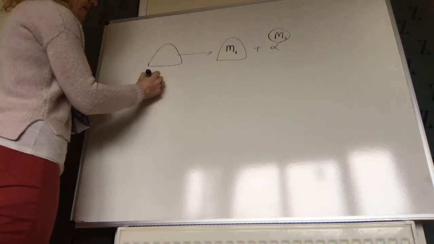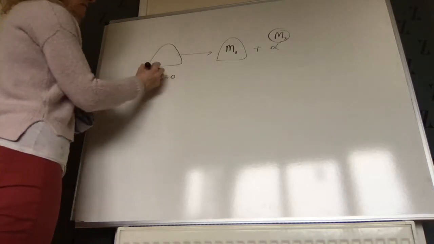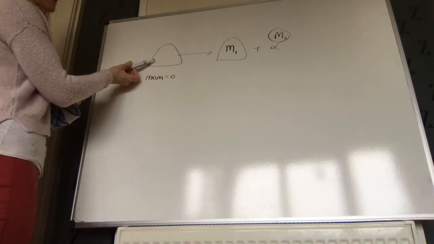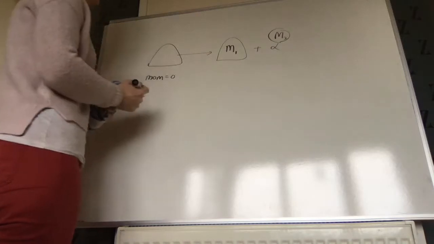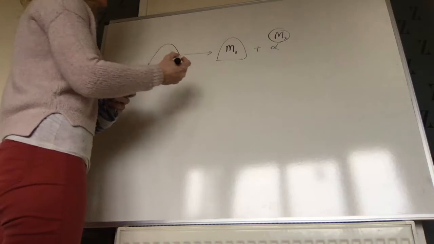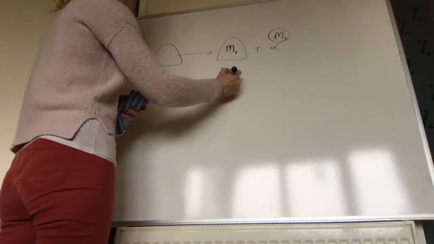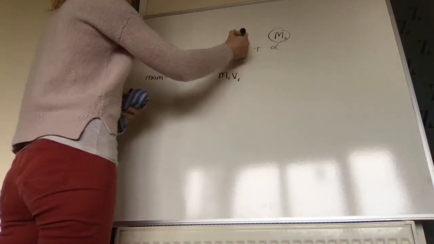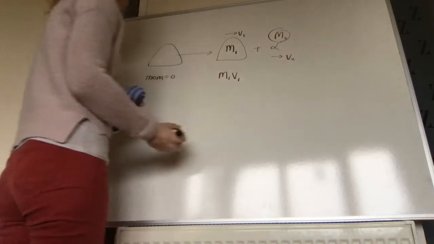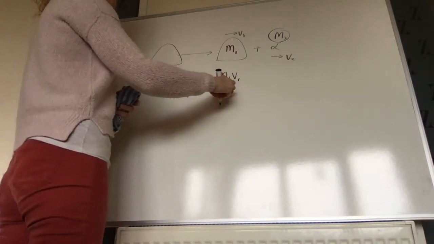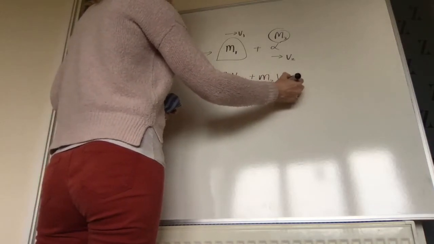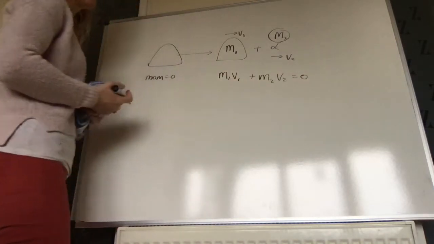The momentum at this side is 0 because momentum is mass times velocity by definition. So this has a mass, but it has no velocity. So that means on this side, the momentum has to be 0 because momentum is conserved. So M1 times its velocity V1, and this will have a velocity V2. So M1 times V1 plus M2 times V2 has to be equal to 0.